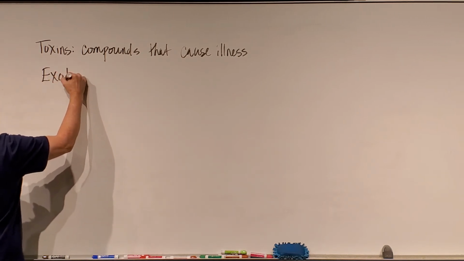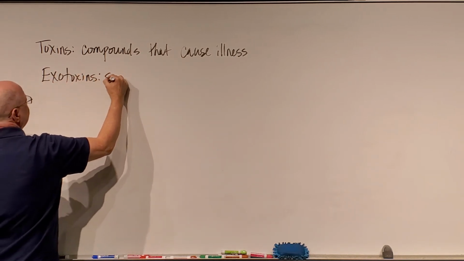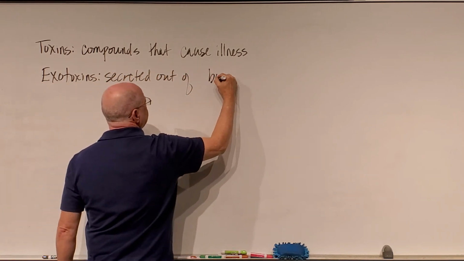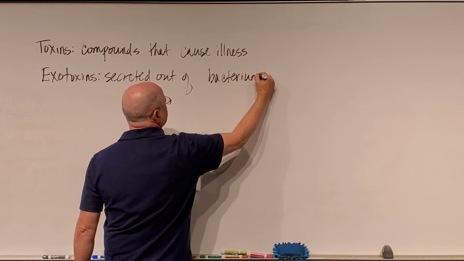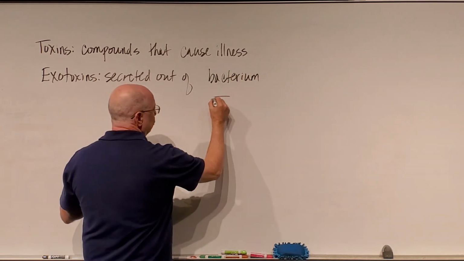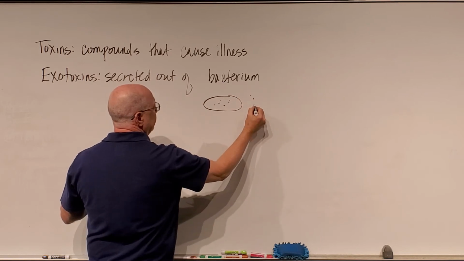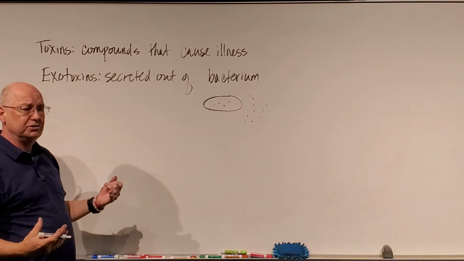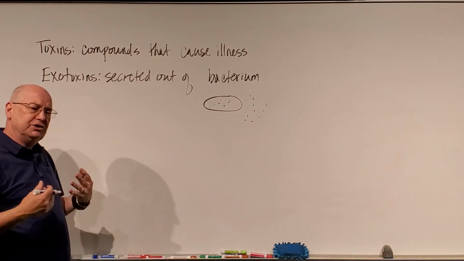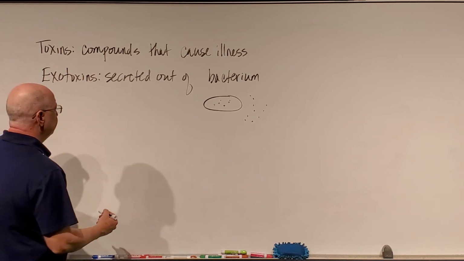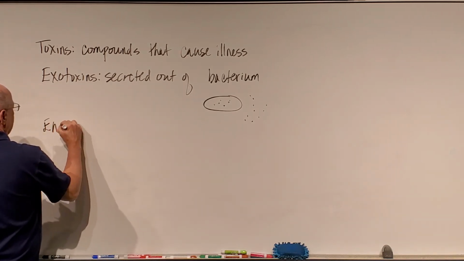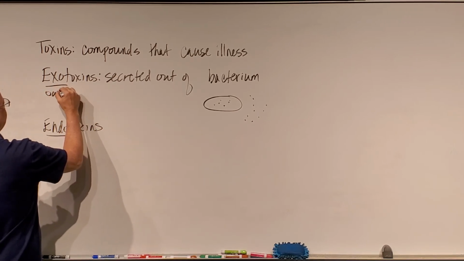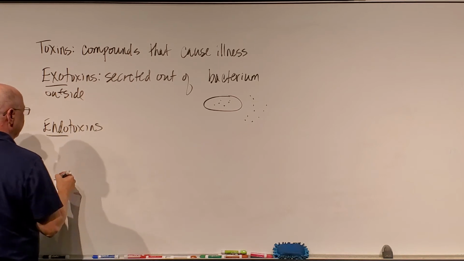There's exotoxins. These are secreted out of the bacterium. The bacterium makes them, so they make some toxins, and then they just simply secrete them and release them outside of themselves. And those toxins, those chemicals, are actually what trigger the illness, our immune response, and make us sick. And then there are what we call endotoxins. Exo means outside, so these are released out of the bacteria.